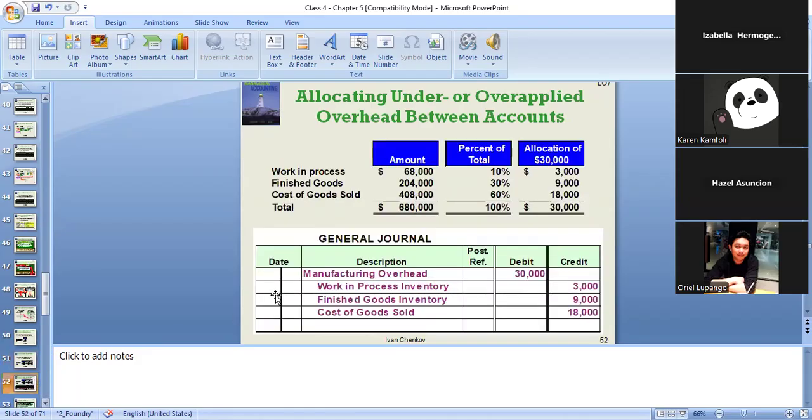And once you do that, you have to do this journal entry, reduce the manufacturing overhead on the debit side. Here, you're going to plug manufacturing overhead to balance it to zero. And you're going to reduce work in process, finished goods, and cost of goods sold, for a total of exactly the same amount.